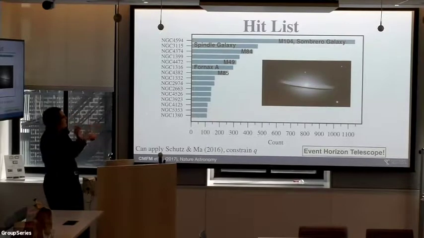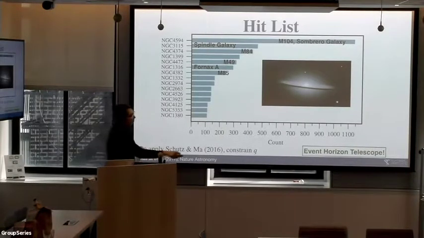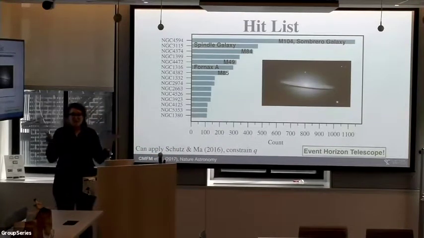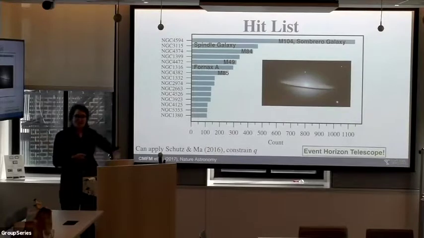What I want to highlight here is the fact that I can sort all of these galaxies in 2MASS by the probability of hosting a supermassive black hole binary, which is useful for programs like the Event Horizon Telescope, who after imaging M87 don't really know what else to look at. So we can give them a ranked list.